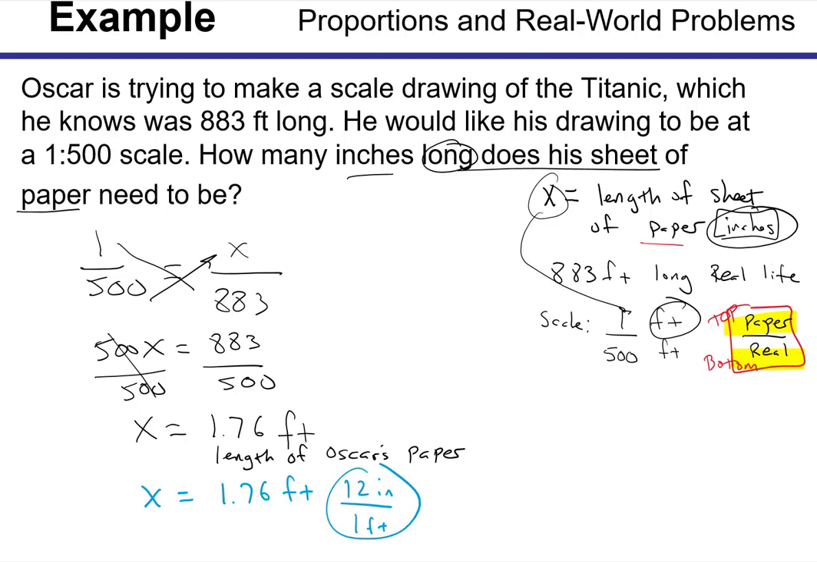That's another ratio. But when we have feet on the bottom, they cancel those feet on top. And so simply stated, we just multiply 1.76 times 12. And when we do that, we're going to get 21.12 inches. So that's the length of Oscar's paper in inches.